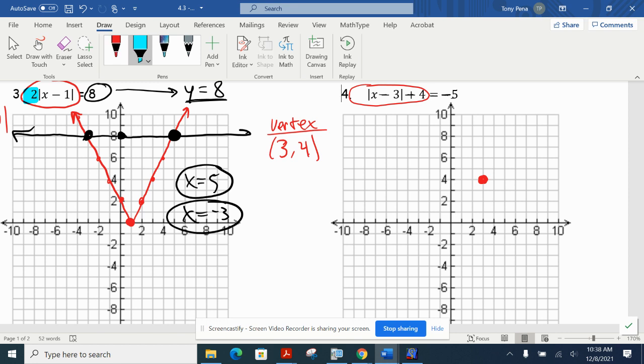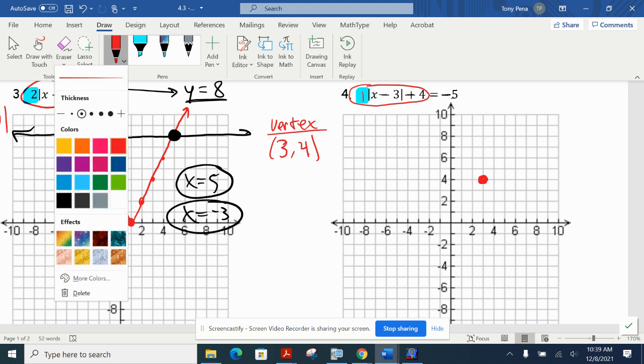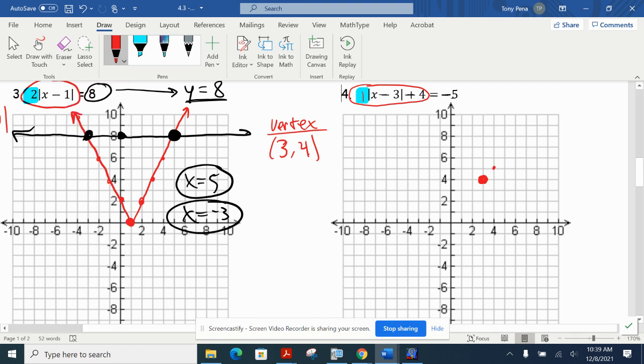What number is in front of our absolute value bars, Myrna? 1. Good. So there's nothing written in right here. So that implies that there's a 1. And then because that's a 1, we want slopes of 1 and -1. All right. So from that point, we're going to go up 1, right 1, up 1, right 1, up 1, right 1. And then on the other side, we're going to go up 1, left 1, up 1, left 1. All right. So this should have been our V.